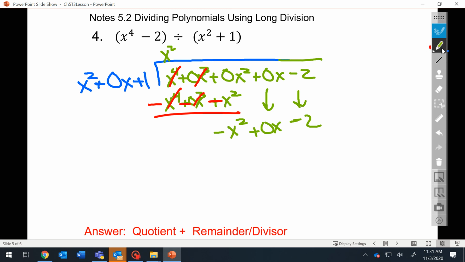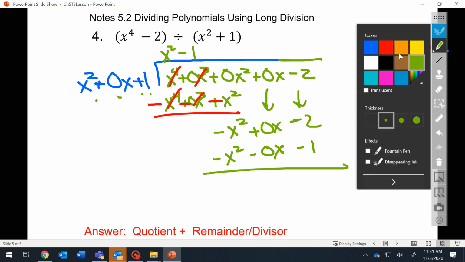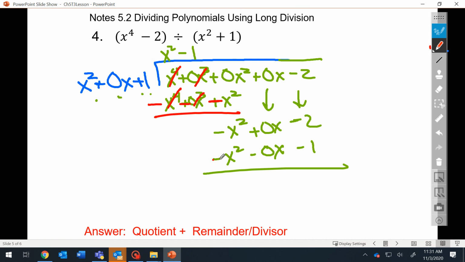So I'm going to ask myself, how many times does x squared go into negative x squared? It goes in negative 1 time. So that's negative x squared minus 0x, and then minus 1. You see, if I didn't bring down this negative 2, I wouldn't have anything here to subtract 1 from. So since I have 3 terms here, I need to bring down 2 terms for this one and this one. And now I can change the sign since I'm subtracting, so plus, plus, and plus. So negative 2 plus 1 is negative 1, so my remainder is negative 1.